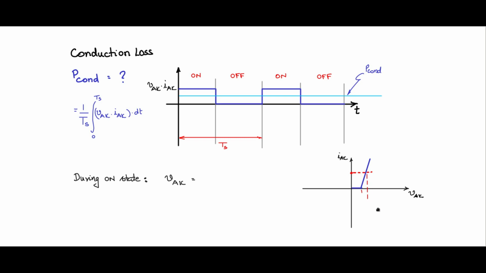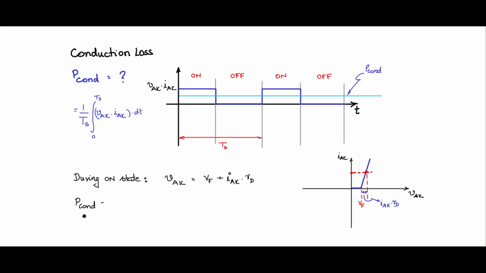So you project it down onto the VAK axis. This cut-in point is nothing but VF, which is around 0.6 volts for silicon, and there is an extra amount of drop due to the dynamic resistance RD. So there is a current flowing through that, and this drop is nothing but IAK into RD. Therefore, we can now write the drop across the diode, anode to cathode, during the on state as VF, the forward cut-in voltage, plus IAK into the dynamic resistance RD.